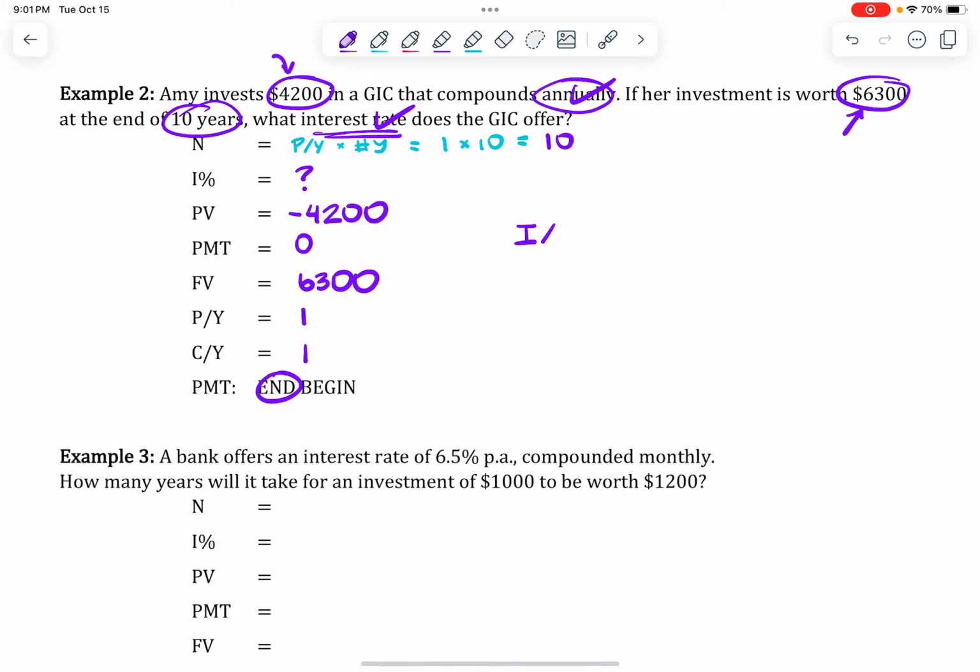Pause the video. Okay, welcome back, and hopefully you got 4.14%. Of course, we are rounding answers to 2 decimal places unless otherwise indicated. Okay, and that's it. That is our answer. Okay, so try example 3 on your own, or at least the first plug-in portion, and then we'll do it together.